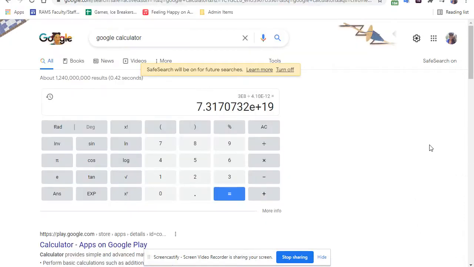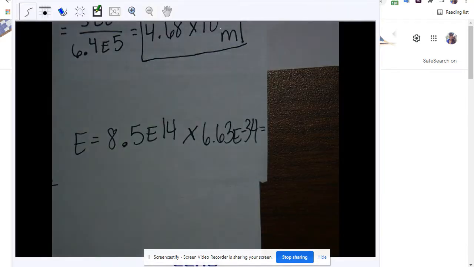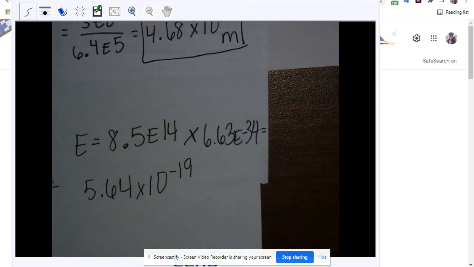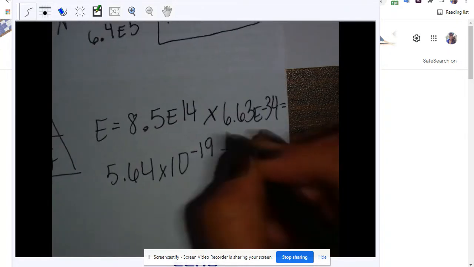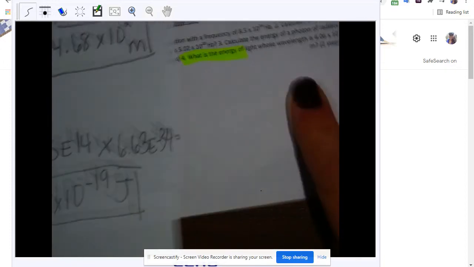So I'll go ahead and go to Google Calculator for that. 8.5, we hit EXP for the exponent thing, 14. Then we're going to say times 6.63. We're going to hit EXP again, negative 34. We're going to push enter. We get 5.635, so 5.64 times 10 to the negative 19 is our answer. So 5.64 times 10 to the negative 19. And what are the units that we put for energy? Joules. Okay.